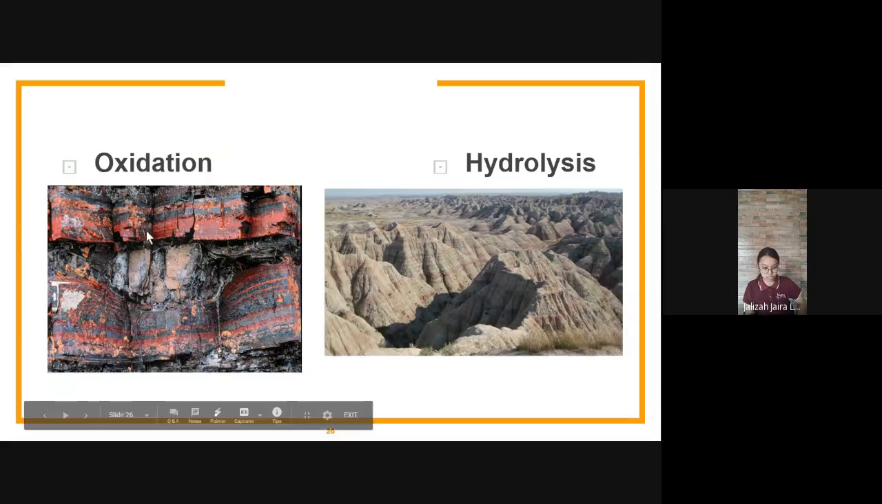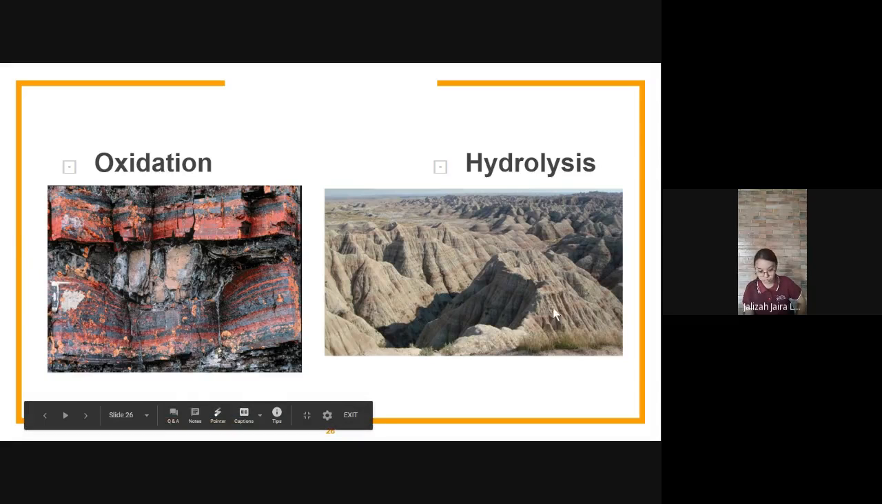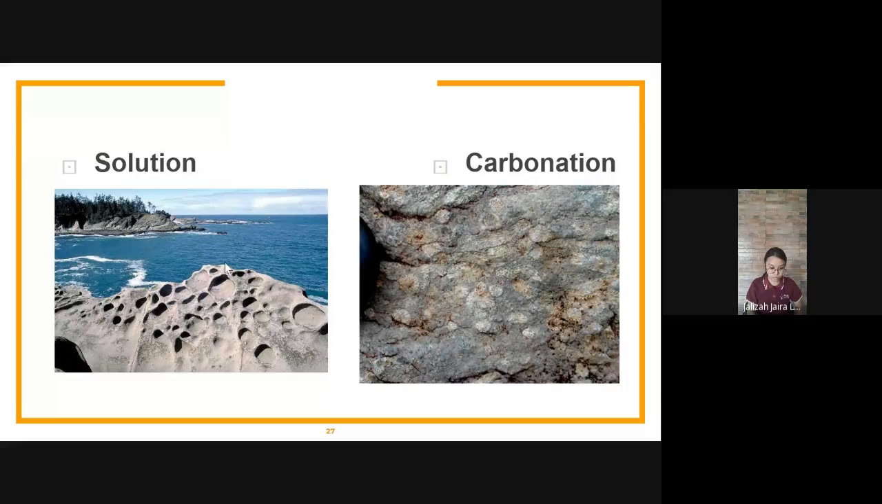So here, let's look at oxidation. This is characterized by reddish streaks right here. Again, hydrolysis due to the formation of clay materials. So the thing is that if it's not a change of color, oftentimes chemical weathering produces rounded edges because of the dissolving process. So here we have solution.